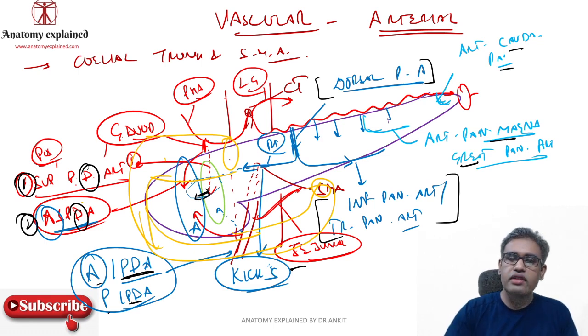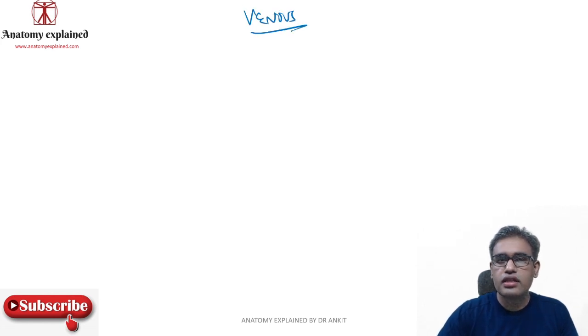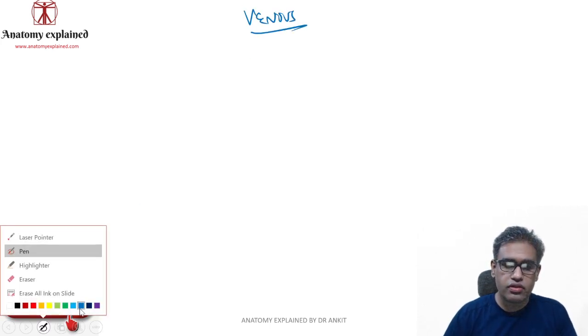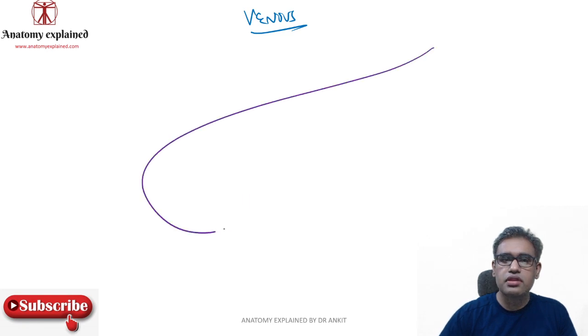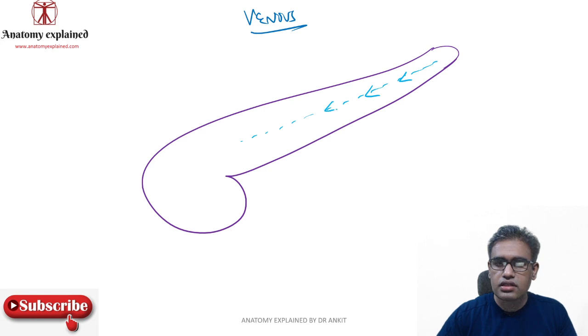Okay. Now, as you have done the artery part, let us move to the venous drainage. How are the veins taken care of from this organ? So let us again make up this huge pancreas over here. As we have seen, close to the posterior surface, we have this splenic vein, which is coming in this direction from the splenic hilum.